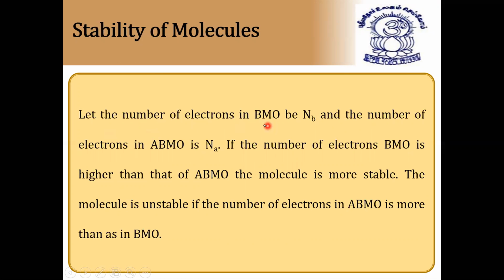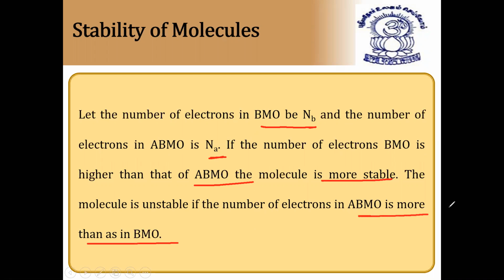So how to find the stability of molecules? Very, very important. Let the number of electrons in bonding molecular orbitals be Nb, and the number of electrons in anti-bonding orbitals be Na. If the number of electrons in bonding molecular orbitals is higher than in anti-bonding molecular orbitals, the molecule is more stable. And the molecule is unstable if the number of electrons in ABMO is more than in BMO.